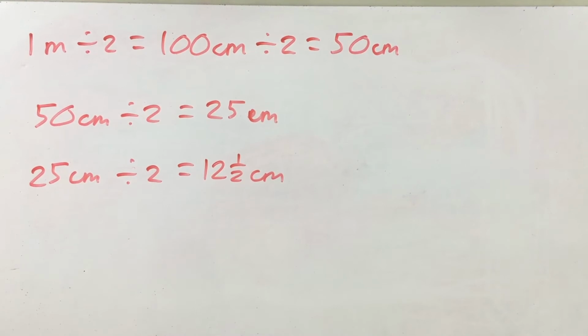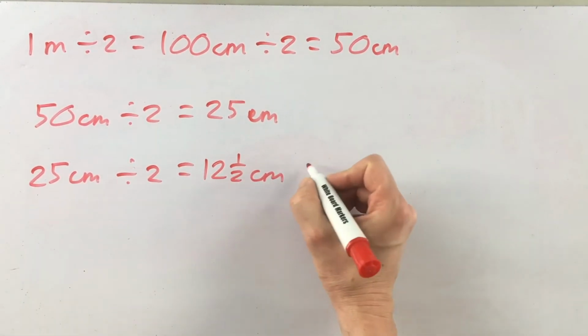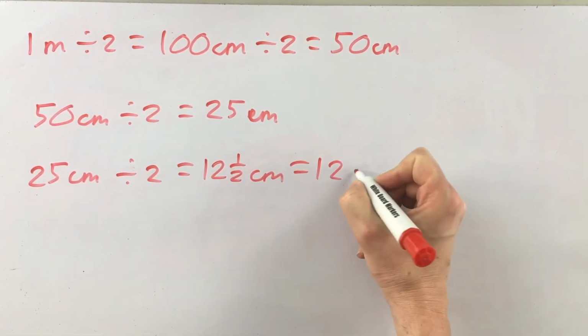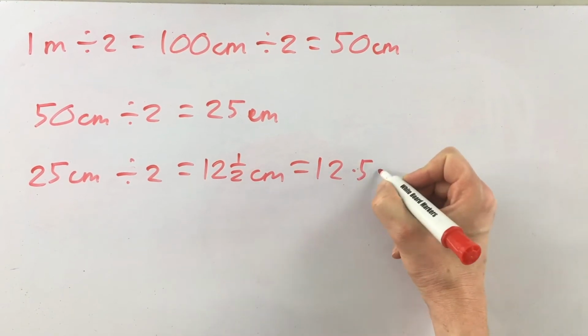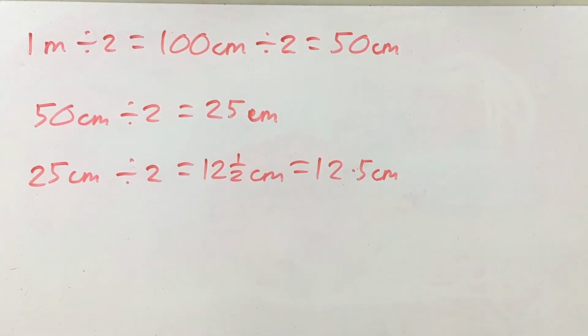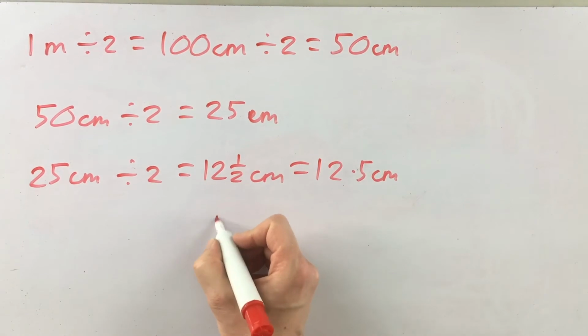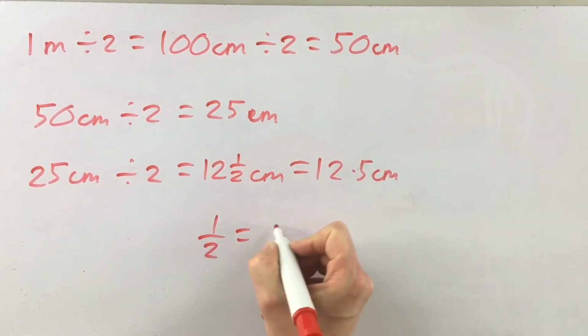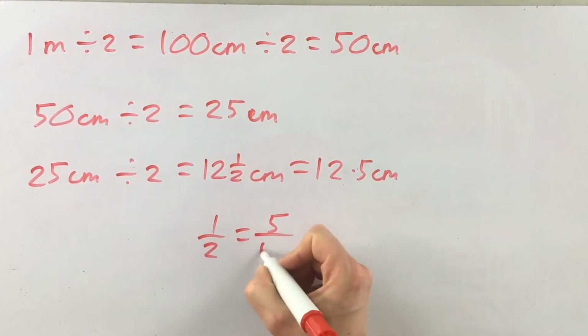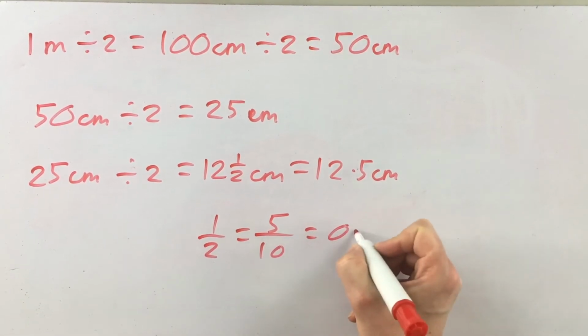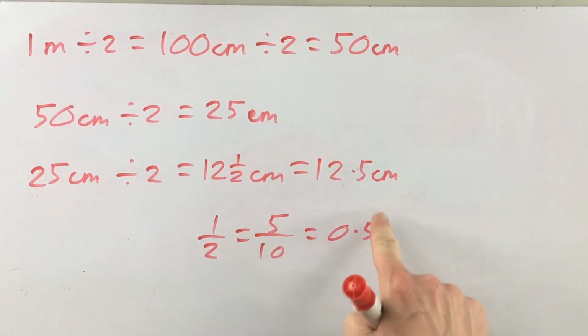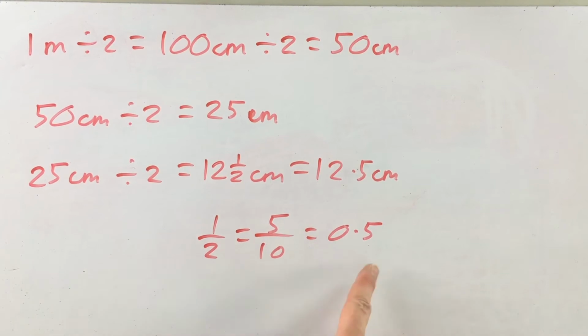I am going to do lessons on fractions and decimals, but for now, you probably know that a half is the same as 0.5. Just briefly to explain that, a half is the same as 5/10, which is the same as 0.5, because 5 is in the tenths column. If you don't understand that, don't worry, I will cover that in a future lesson.